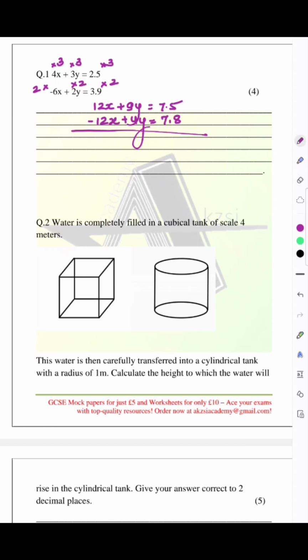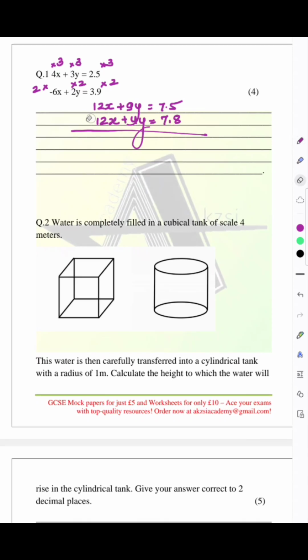They already are having the opposite sign, so I need to add it up. If it would be a positive sign here, then obviously we need to subtract, because if I'll add, it will become 24x and I won't be able to eliminate it. So I'll put a negative sign in that case. But here already it's a negative sign, so no point of subtracting. We just have to add it up as it is. So 12x minus 12x will give you 0. And 9 plus 4 will give you 13y. And similarly, 7.8 plus 7.5 will give you 15.3. And y is equals to 15.3 over 13, which is 1.17.